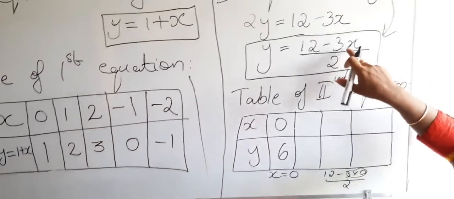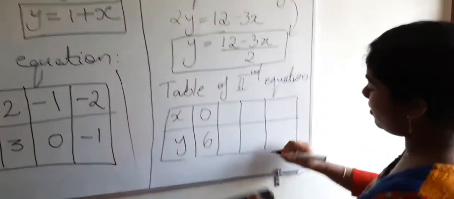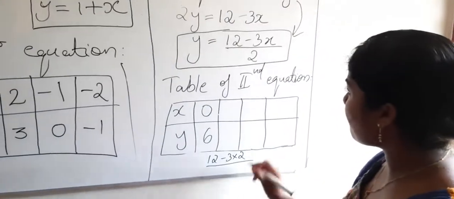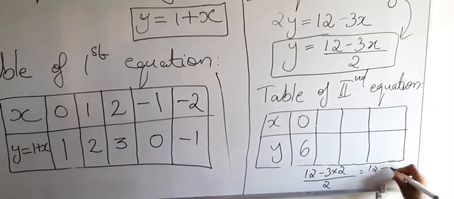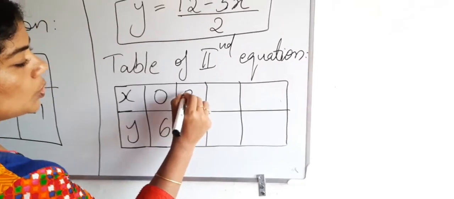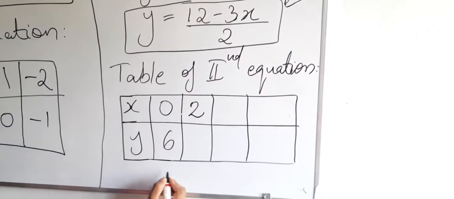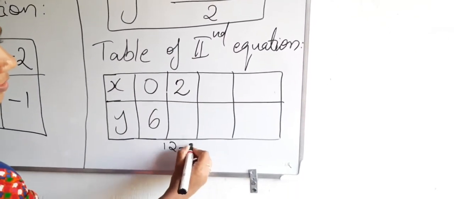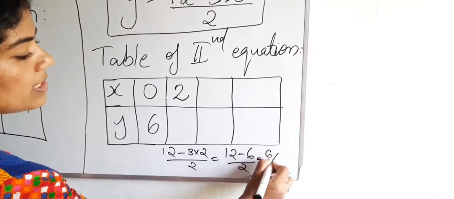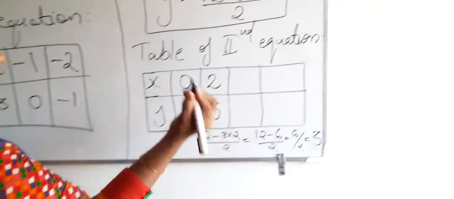Then next one, we are writing 2. When x equal to 2, what will it become? 12 minus 3 into 2 by 2. 3 into 2 is 6. So 12 minus 6 by 2 equal to 6 by 2 equal to 3. So when x equal to 2, you will get the value 3.